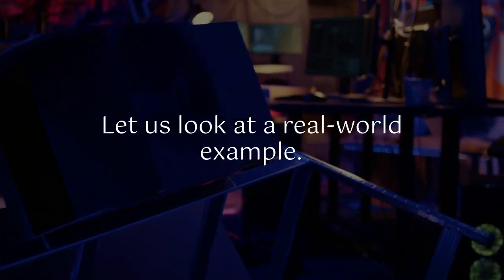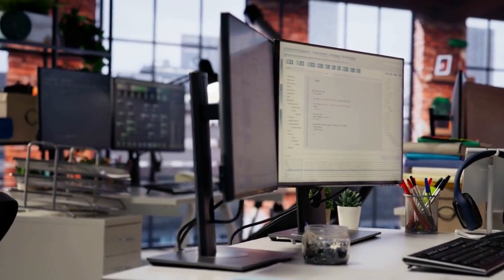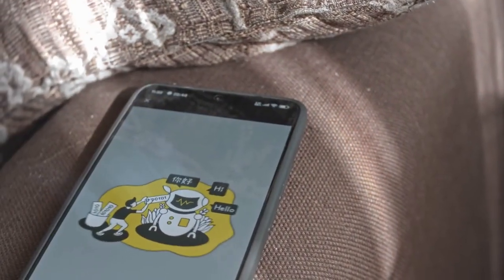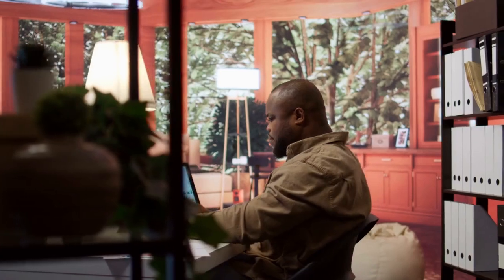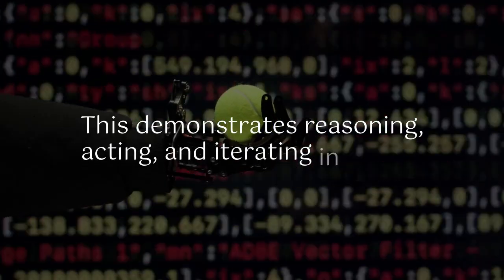Let us look at a real-world example. In a test, Andrew Ng's agent was given a simple instruction: find a skier in this video. There were no steps or labels, just a goal. The agent reasoned what a skier looks like, scanned the footage, identified relevant scenes, and returned the results, all on its own. This demonstrates reasoning, acting, and iterating in action.